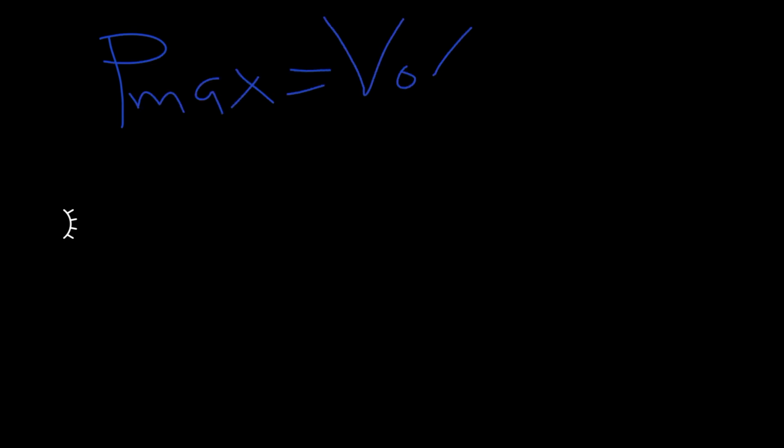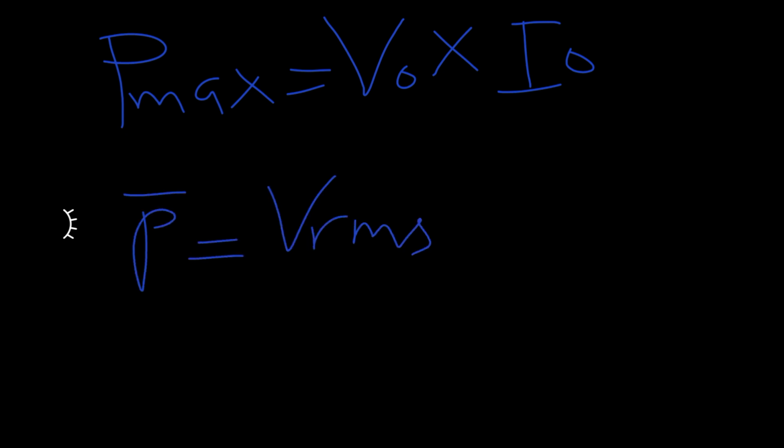Note these important formulas: the maximum power is equal to the peak voltage times the peak current. The average power is equal to the RMS voltage times the RMS current.